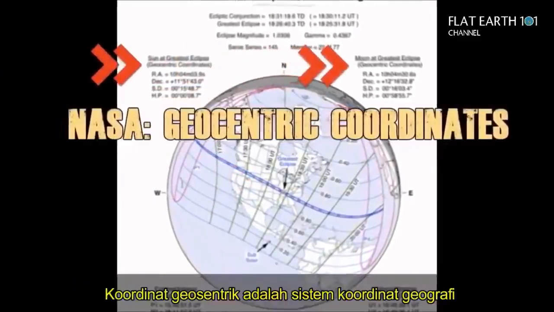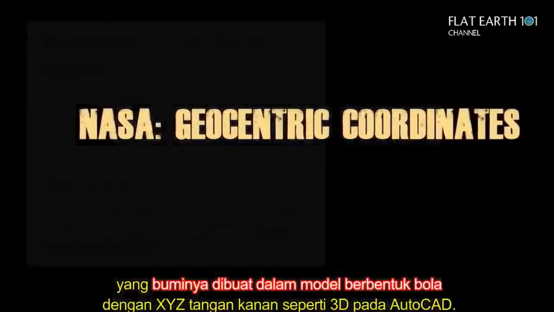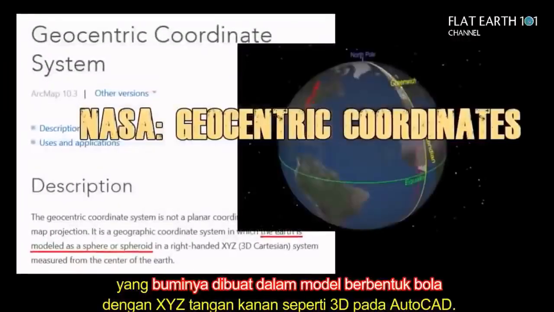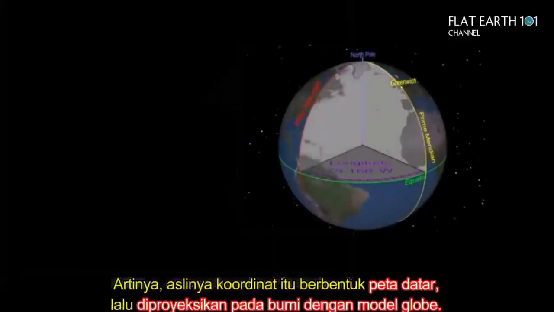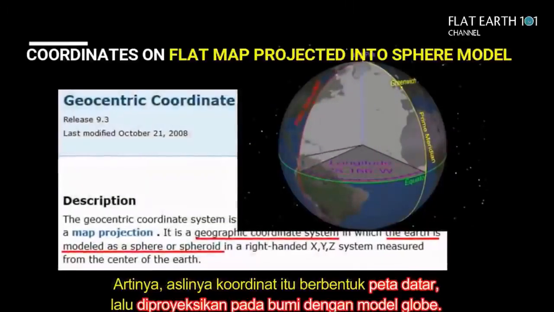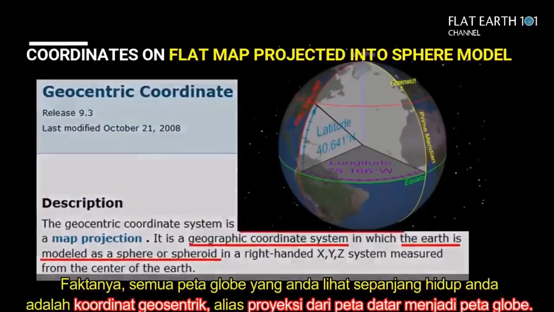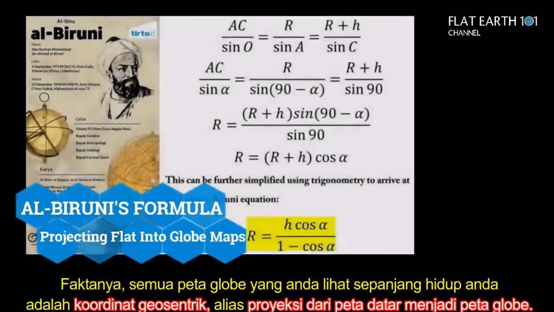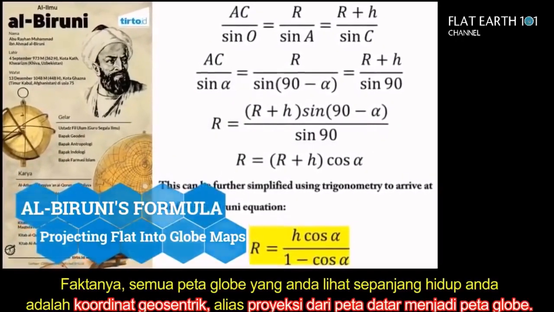What does it mean? Geocentric coordinate is a geographic coordinate system in which the Earth is modeled as a sphere or spheroid in right-handed XYZ, like 3D in AutoCAD. That means originally the coordinate is in a flat map, then projected onto the Earth globe model. In fact, all globe maps that you've seen in your entire life are a geocentric coordinate, or a projection from a flat map to a globe map.